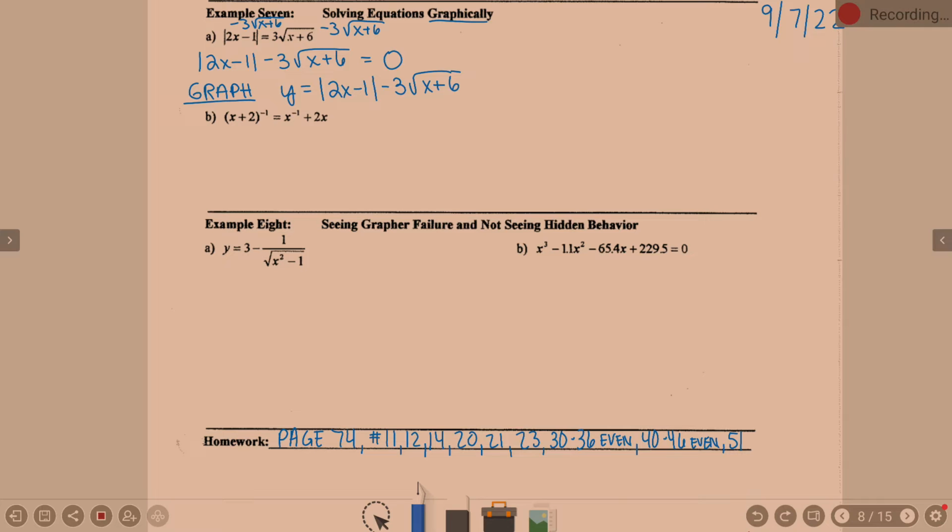But, okay, guys, here's the deal. We graphed it. Our job is to solve.